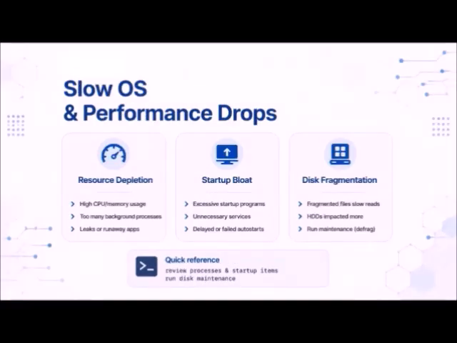Operating system sluggishness and performance drops. Resource depletion. High CPU or RAM utilization profiles are diagnosed via Task Manager, taskmgr.exe. If a single process uses excessive resources, use End Task to kill the thread.